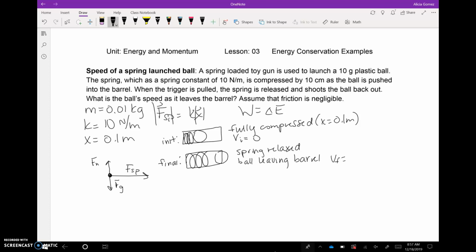And we'll call that vf, and that's a question mark, and I'll circle that to remind myself that's what I'm solving for in this problem. All right, so initial and final situations are defined, but we're going to be applying the work energy theorem, which means we need to define our system.